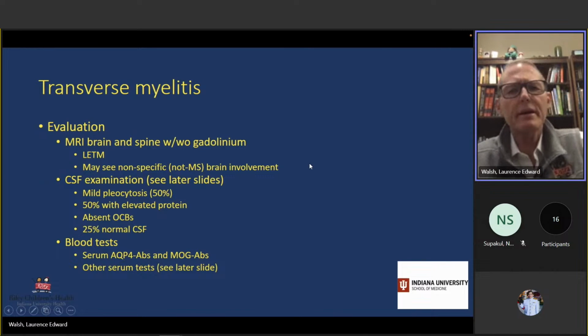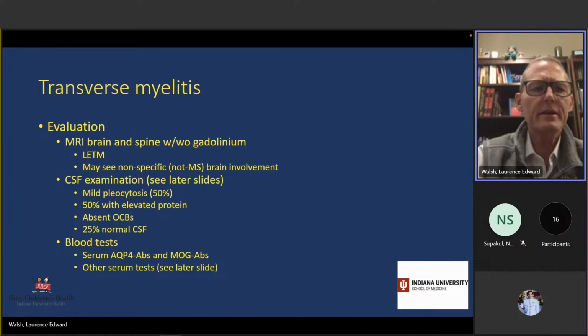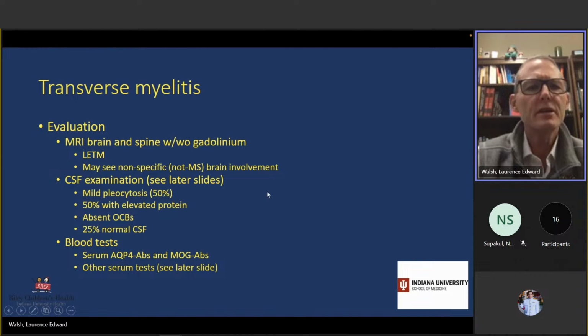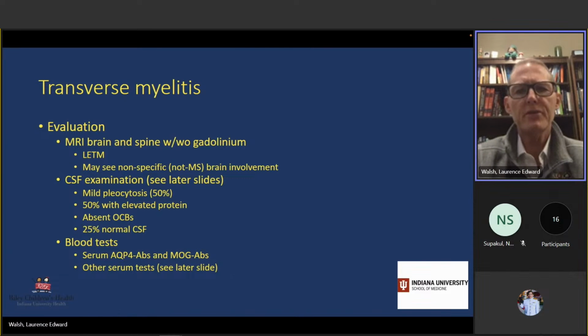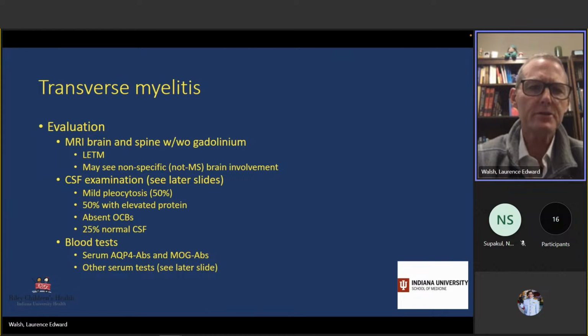Evaluation: MRI of the brain and spine, looking again for the longitudinally extensive lesions. It's permissible to see non-specific brain involvement, a few little subcortical white spots, and not say that this is MS.